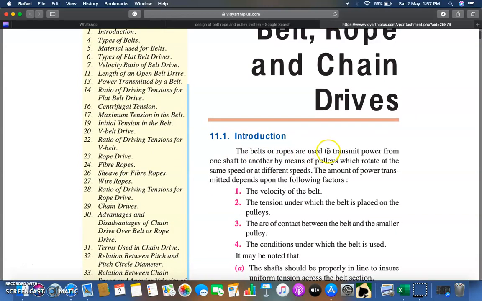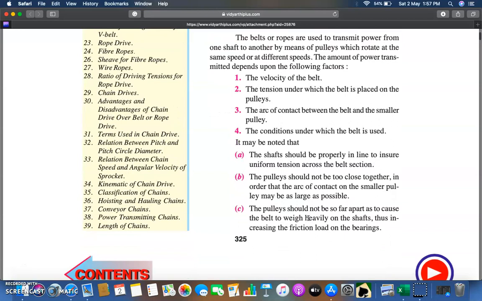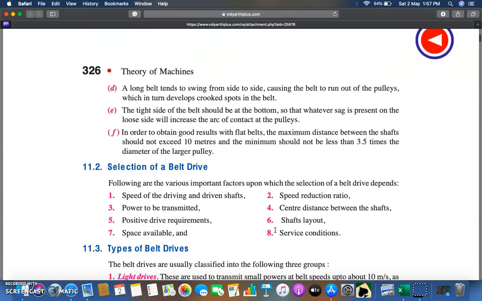Belts and ropes are used to transmit power from one shaft to another. The same work is done by gears as well, which you have studied in other topics of design of machine elements. The amount of power transmitted depends on various things, which are the velocity of the belts, the tension under which belts are placed, and the conditions under which the belt is used.